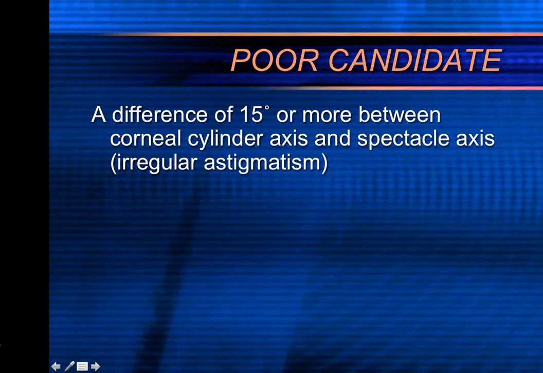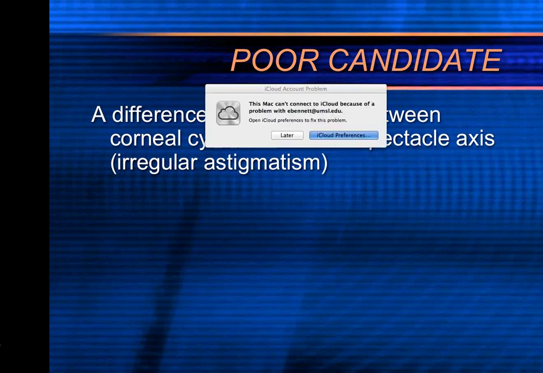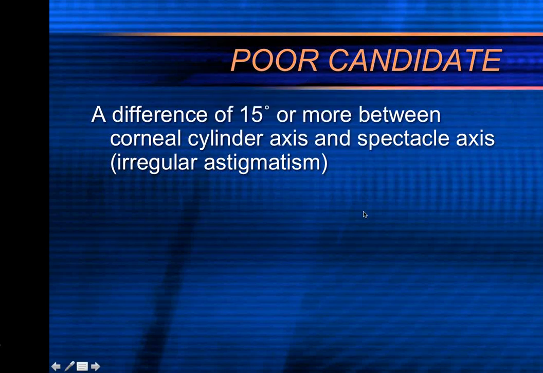So let's say you have a difference of 15 degrees or more between corneal cylinder axis and spectacle axis. You have a regular astigmatism. Can you, in fact, use these designs?